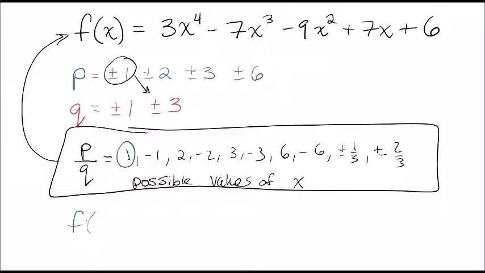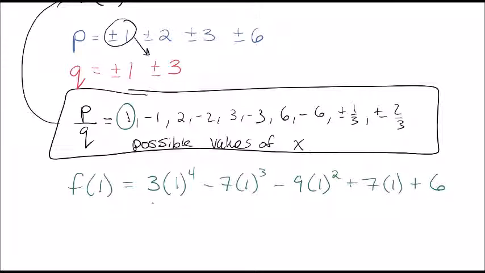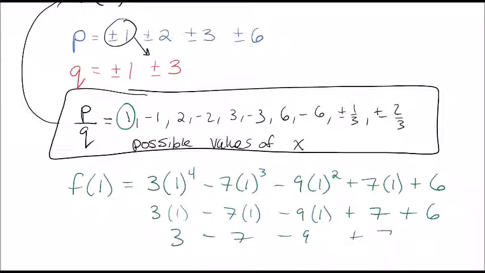If we did f of 1, and I put that in, this would become 3 times 1 to the 4th minus 7 times 1 to the 3rd minus 9 times 1 squared plus 7 times 1 plus 6. So I'm going to go ahead and see what this equals. 3 times 1 to the 4th is just 1, so that'll be 3 times 1. 7 times 1 to the 3rd is just 1. 1 squared is just 1. 7 times 1 is just 7, plus 6. So 3 times 1 is 3, minus 7, minus 9, plus 7, plus 6.